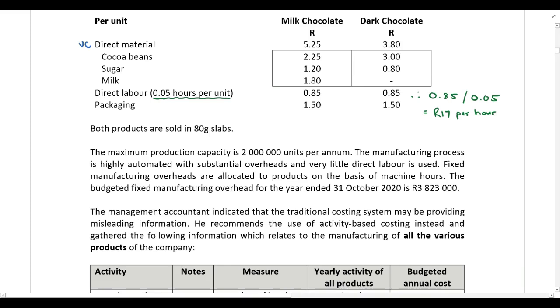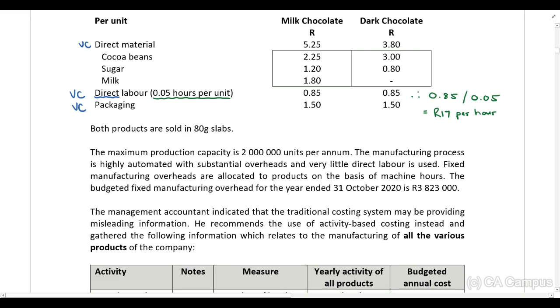However, if you are specifically told that it is direct labor, then it's safe to assume that it is a variable cost. So please make sure that you always read the information provided in the scenario very carefully to determine whether labor is a fixed or a variable cost. If it's direct labor, you can classify it as a variable cost. Then packaging is also obviously a variable cost. The cost per unit remains constant, but the cost in total will vary with the number of units produced.